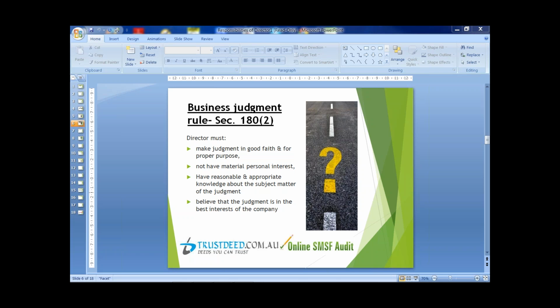So the director should not make judgment on the basis of their personal interest. If they do so, there will be a breach of duty and directors will face dire consequences. Third is director must have knowledge about subject matter to the extent they believe to be appropriate for taking the judgment. Before taking any judgment on any matter, director should have reasonable knowledge about the matter which will help them to make appropriate decision. Having insufficient knowledge is not defense for breach of duty. Lastly, judgment should be in the interest of the company.